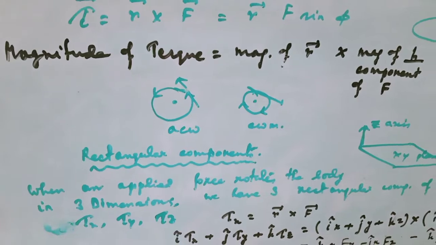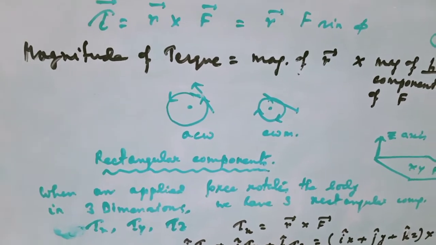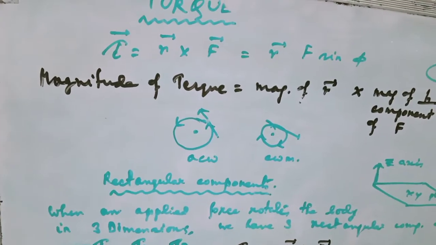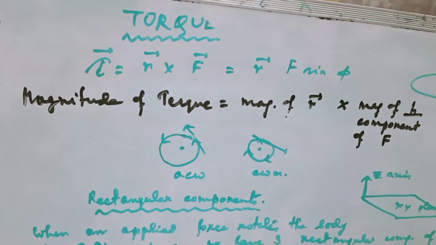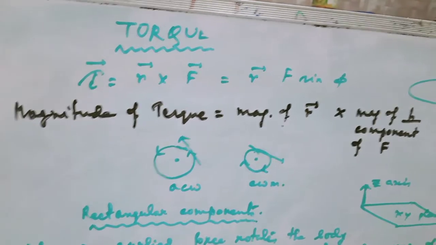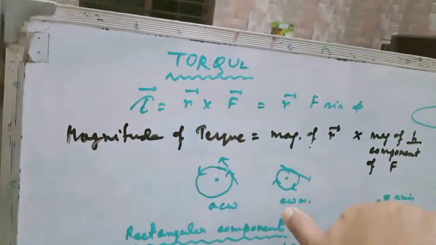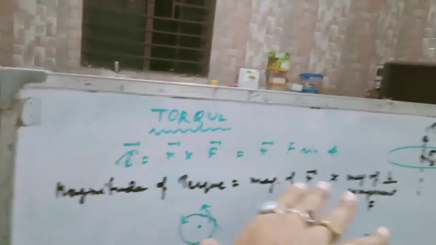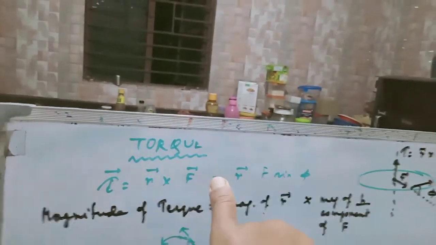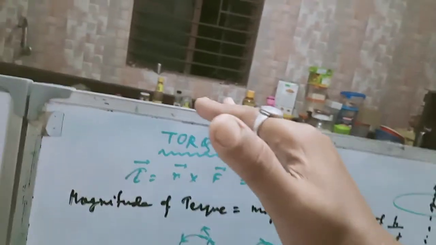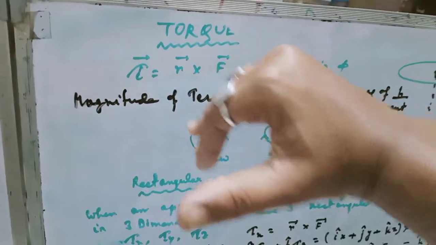So the rule is: align your fingers in the direction of the force and see the outstretched thumb. If the outstretched thumb indicates inward towards the plane of the board, that means the rotation is clockwise. And if it is anti-clockwise, the direction is outward.